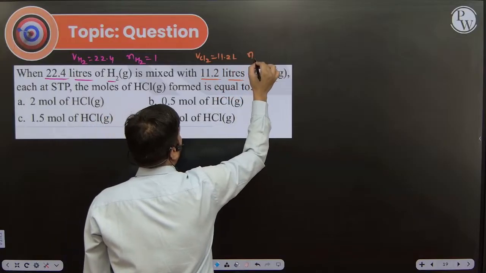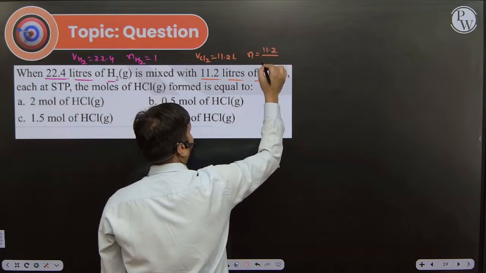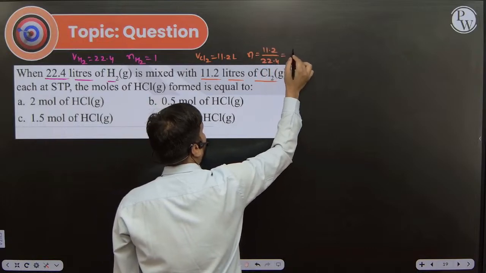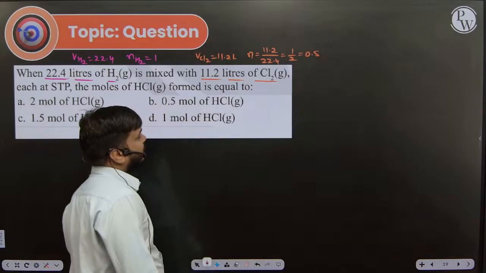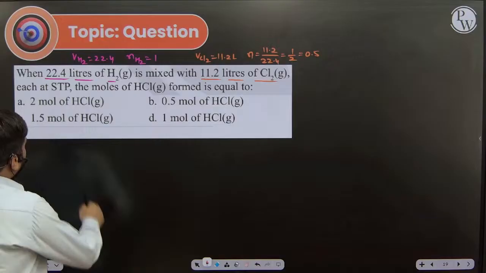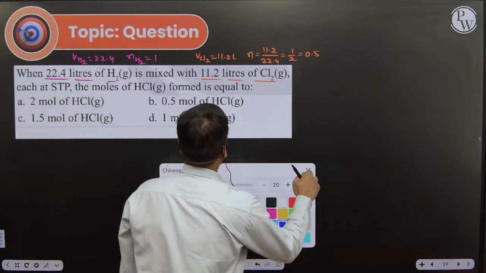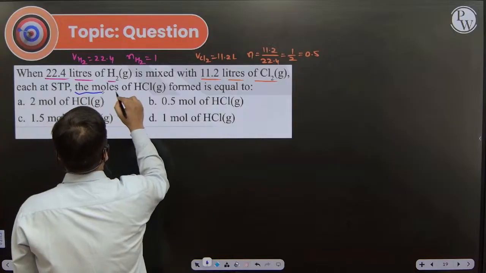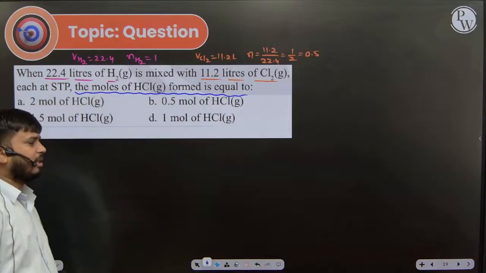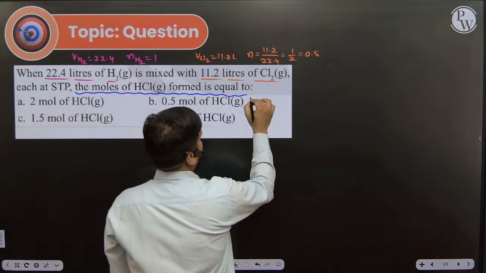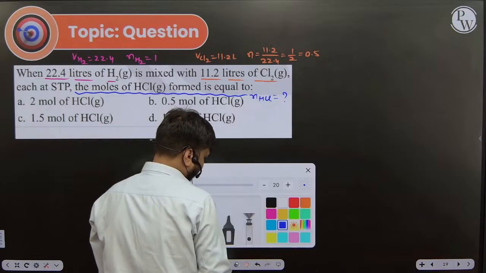Now we can easily calculate the moles, right? Moles is 11.2 liter by 22.4, which is half mole. Half mole, that is 0.5 moles. Okay? Each at STP, they're asking the moles of HCl formed is equal to. Okay, so they are asking about the moles of HCl formed. Okay, so let's talk about it.